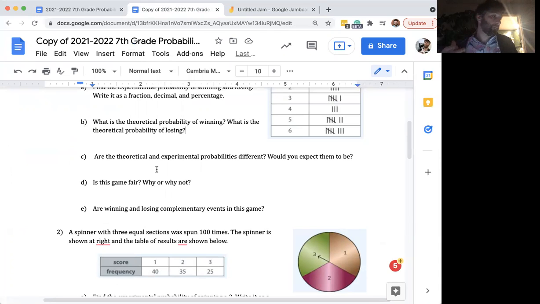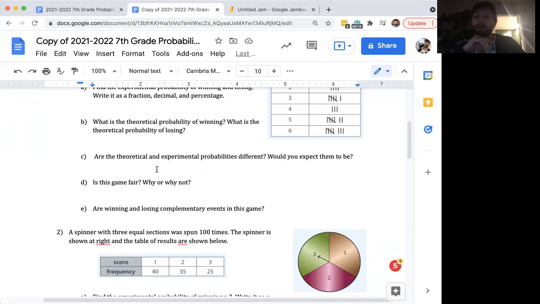And would we expect them to be? So there are a few different answers that would work here. What you're looking for is that an experimental probability is usually not the exact same as a theoretical probability. If I flip a coin 20 times, it's usually not that 10 were heads and 10 were tails. So I wouldn't expect them to be the same.